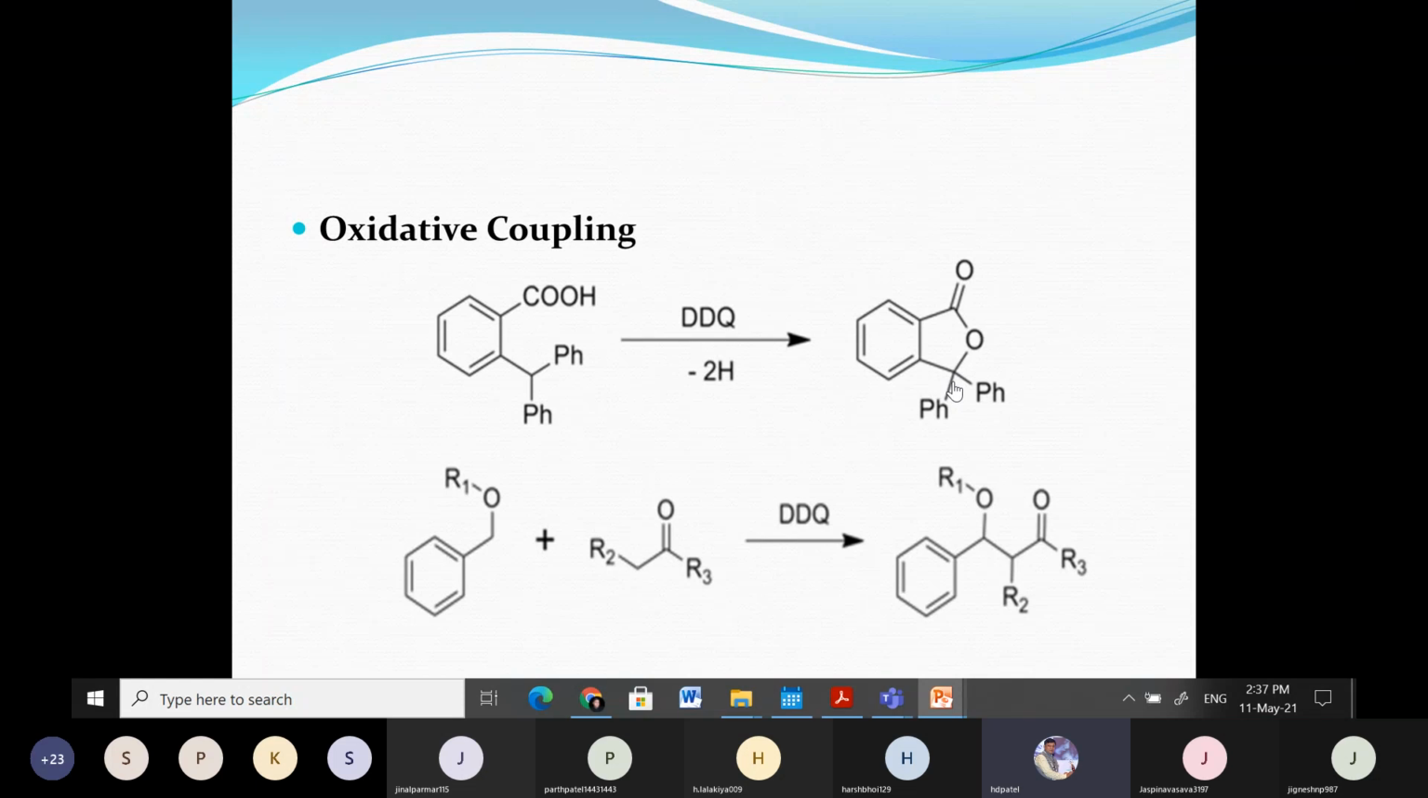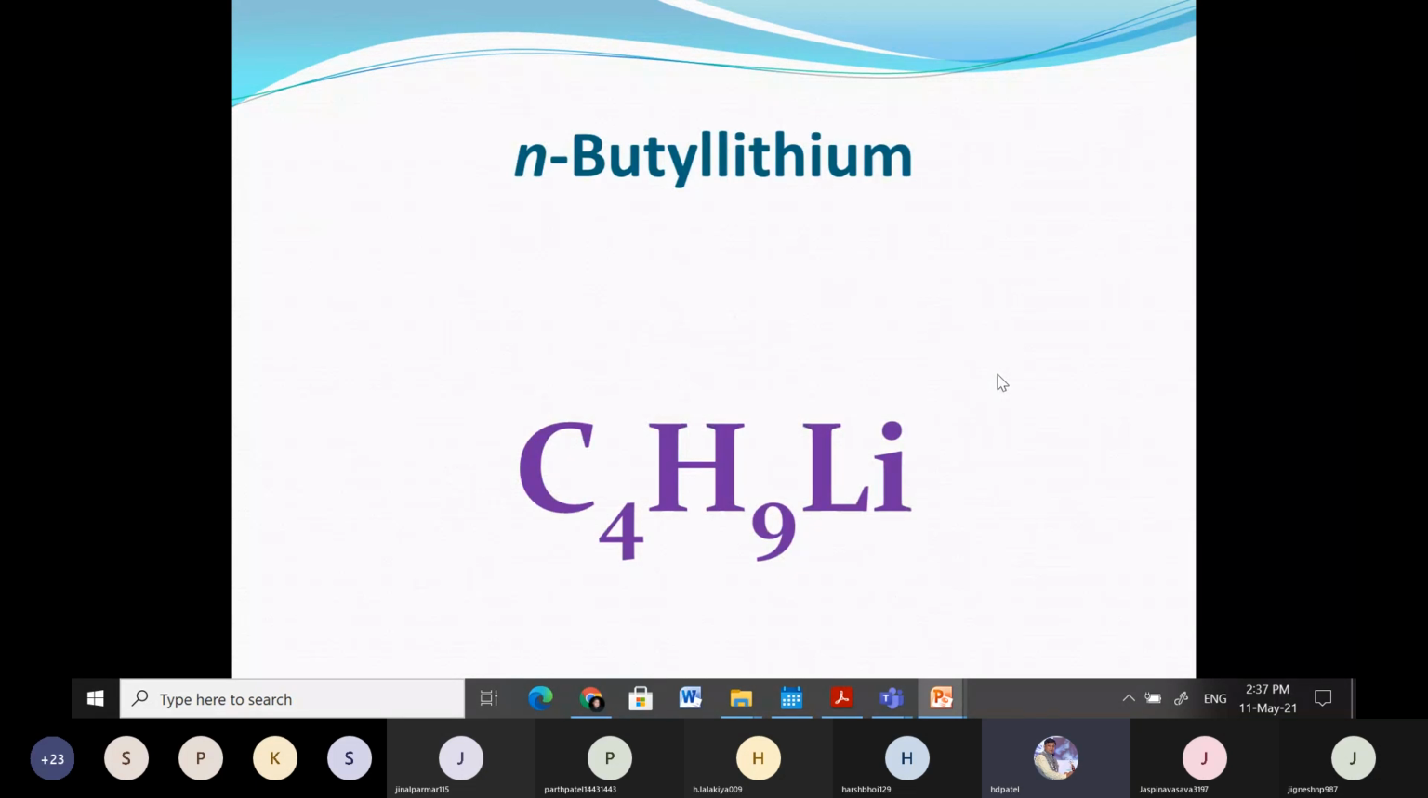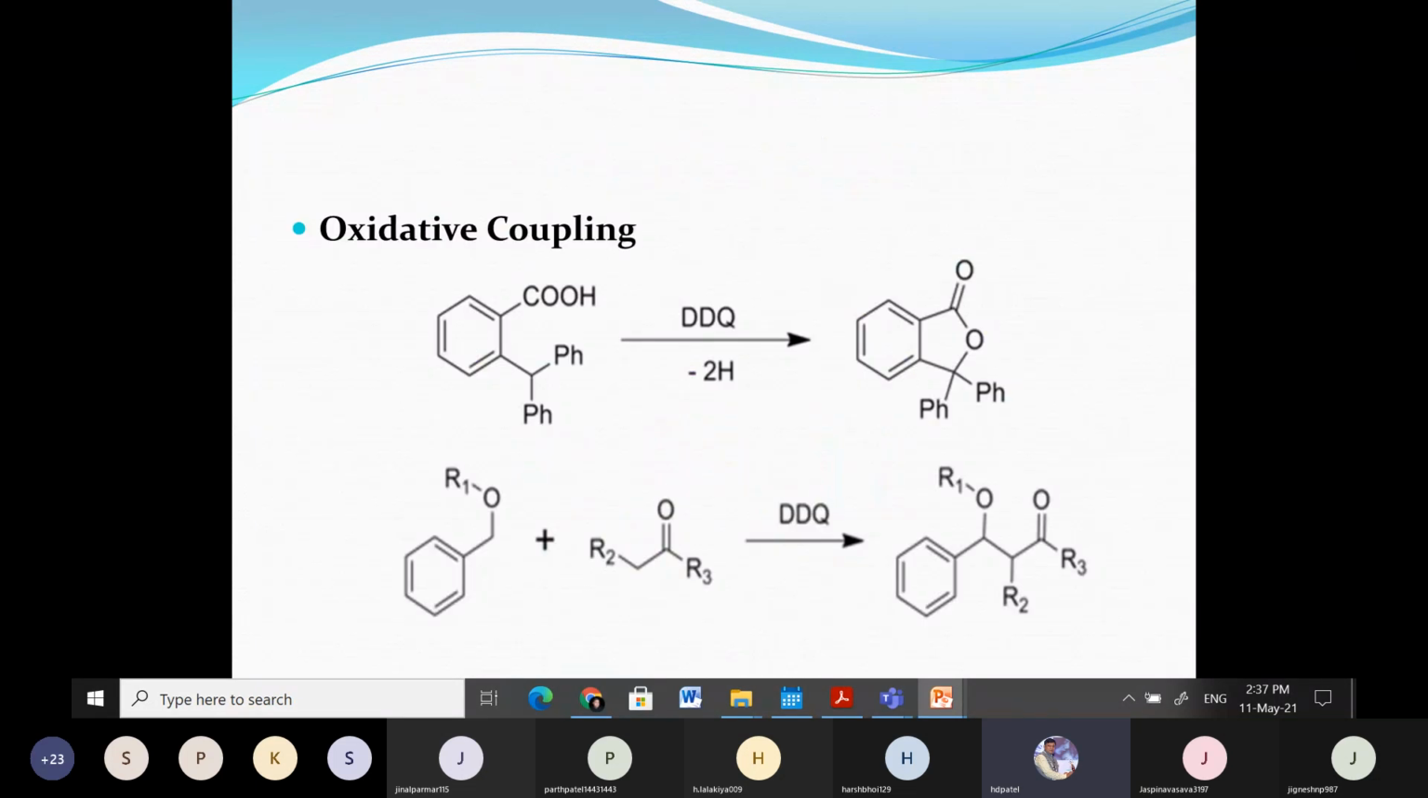This reagent is also useful for the preparation of some heterocyclic compound or cyclization reaction. How it works? So here COOH means hydrogen is here, and here also hydrogen is here. So by treatment with DDQ, removal of hydrogen will take place, and we will get the cyclic compound. So some more reactions we can carry out with the support of DDQ.